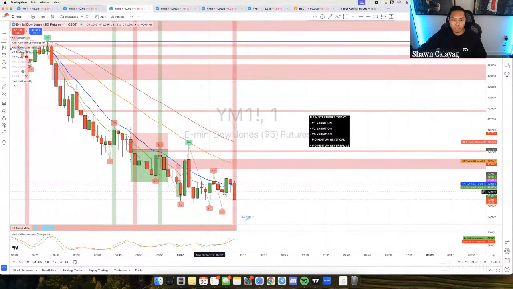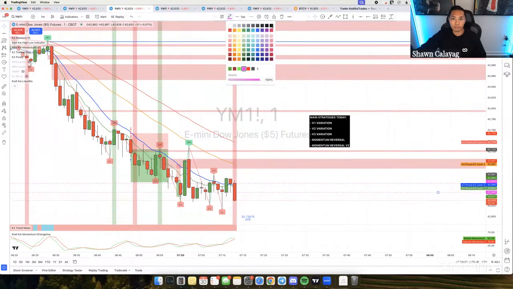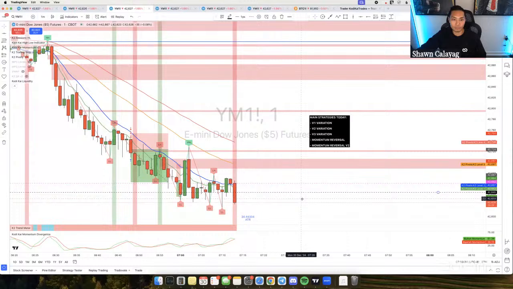All right, there's no entries here yet. There was another momentum reversal that came up right here, but like I said, I'm not taking any trades here at the news price, and I'm also waiting for another momentum signal to come up. So this right here would have been a momentum reversal entry.